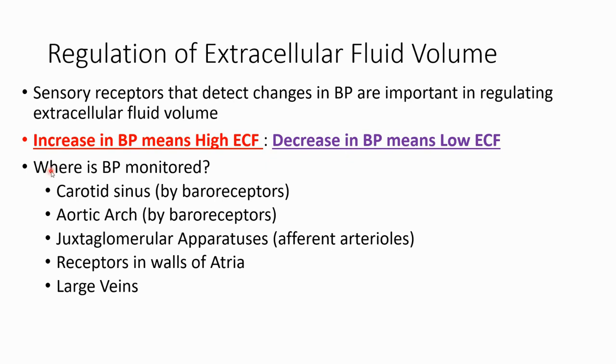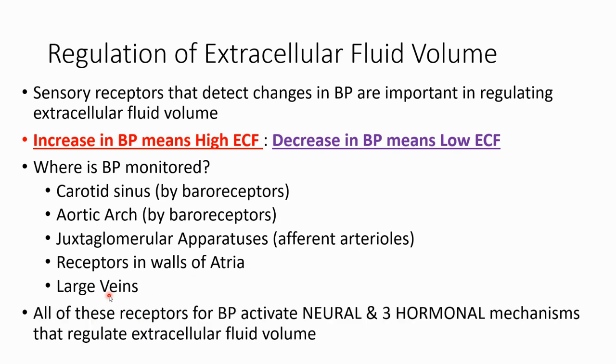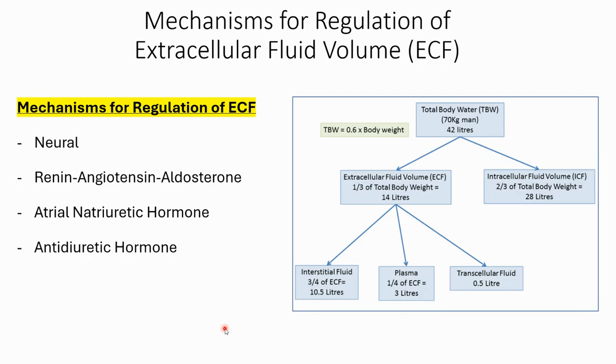Where is blood pressure monitored? You guys should already know this. The carotid sinuses by baroreceptors, aortic arch by baroreceptors. The juxtaglomerular apparatus has got those afferent arterioles right there. Receptors in the wall of the atria, and then large veins. Large veins may be a new one, but definitely one that is helping regulate extracellular fluid volume. All of these receptors for blood pressure activate a neural pathway and 3 hormonal pathways to regulate extracellular fluid volume.